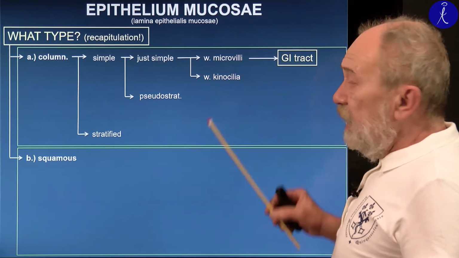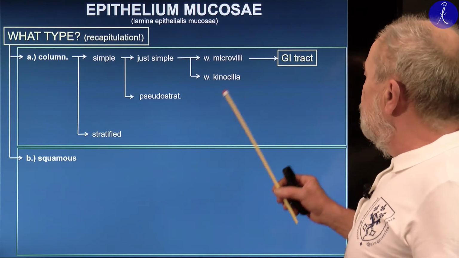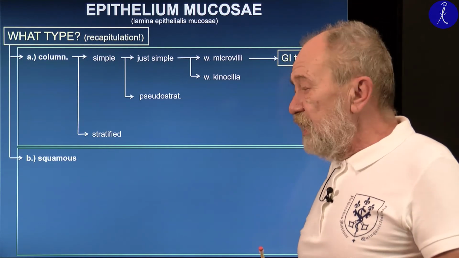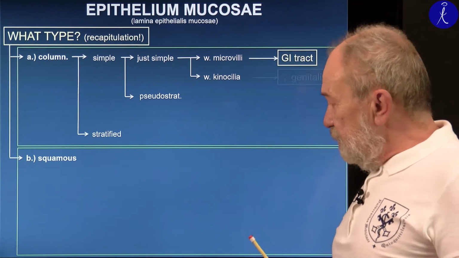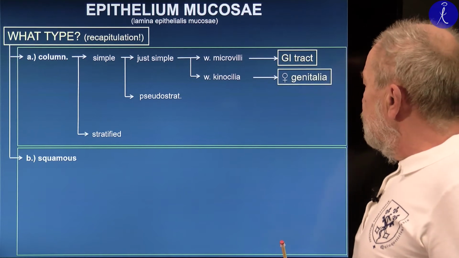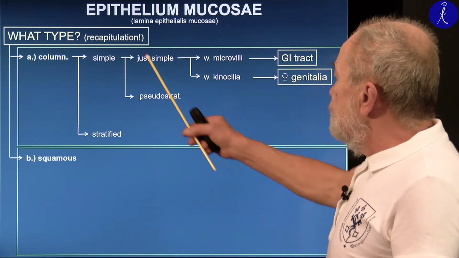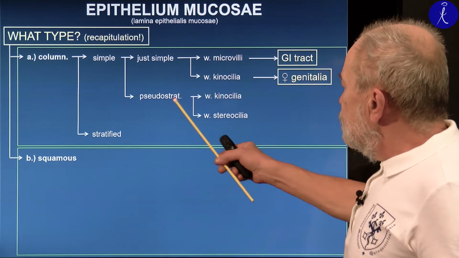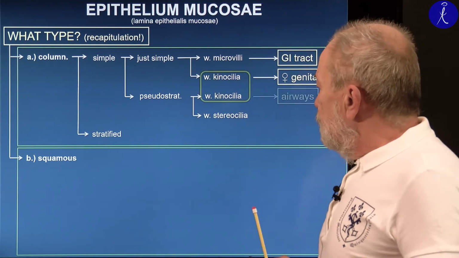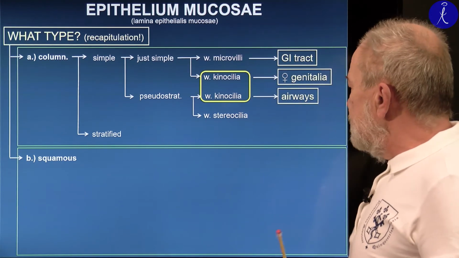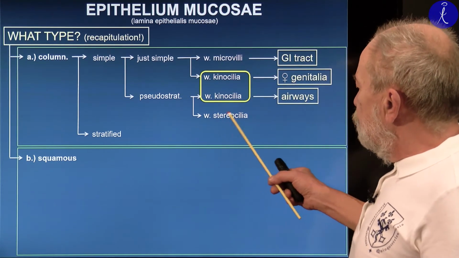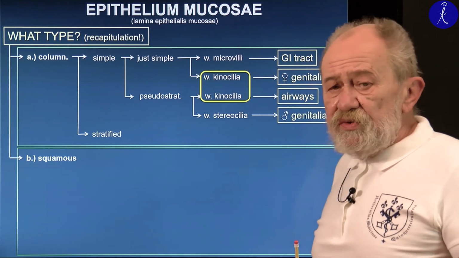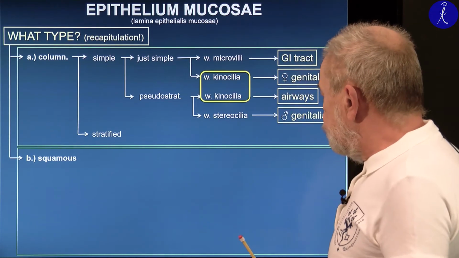If the columnar epithelium is microvillated, then it must be coming from the GI tract. If kinocilia, then the respiratory tract or the genitalia: simple with kinocilia, then the female genitalia. Pseudostratified with kinocilia, the airway passage, and pseudostratified with stereocilia, then the male genitalia should be the source of the slide.